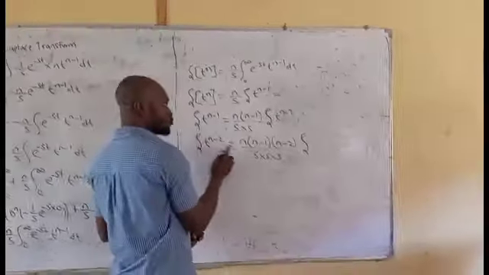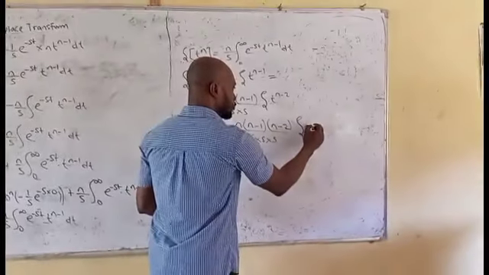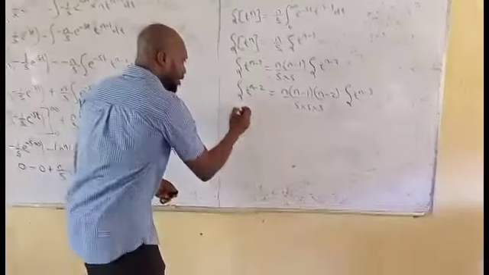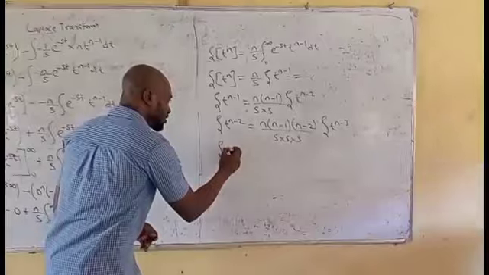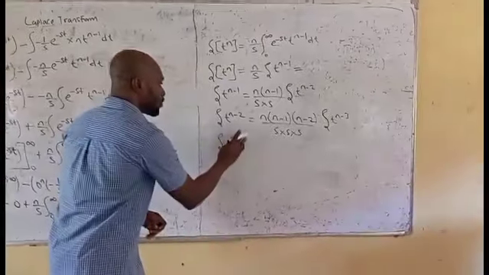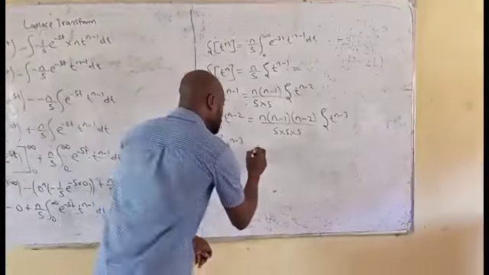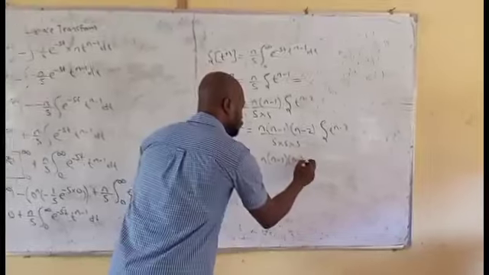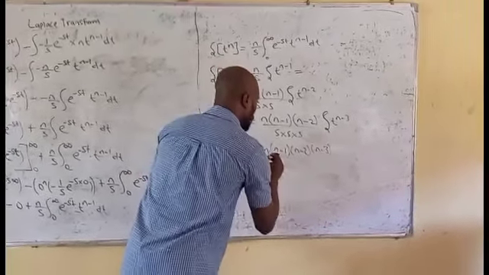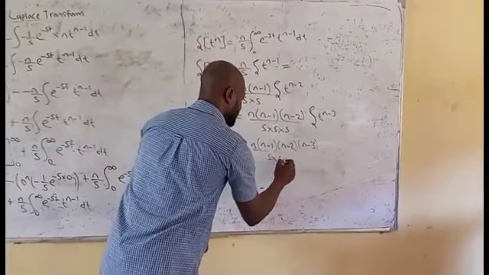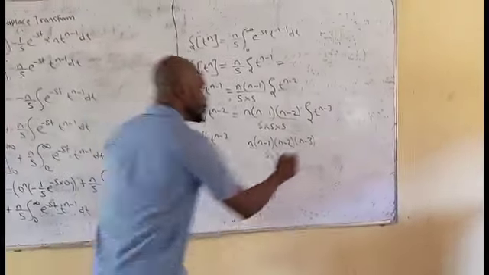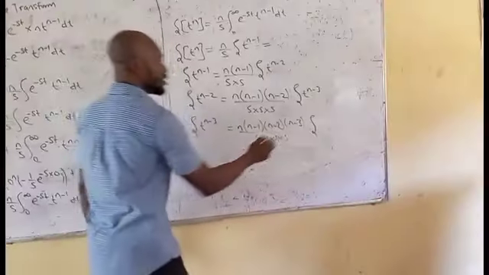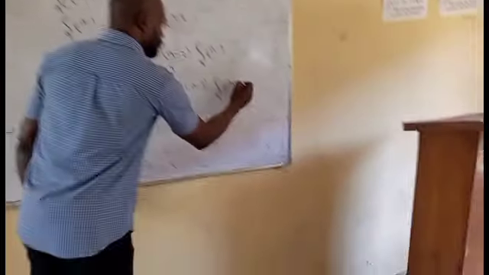Since this one is n minus 2, here now will be t raised to the power of n minus 3. So moving to the Laplace transform of t raised to the power of n minus 3, it will still give you n into n minus 1 into n minus 2 into n minus 3 all over s times s times s times s. So you still have this Laplace symbol. If this one is n minus 3, here will be t raised to the power of n minus 4.